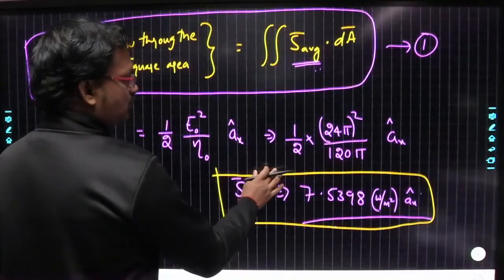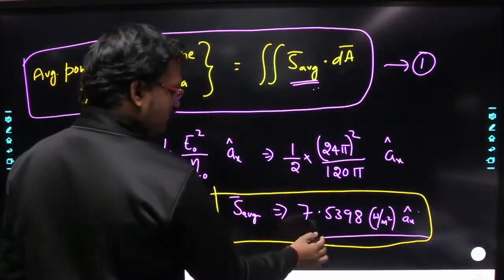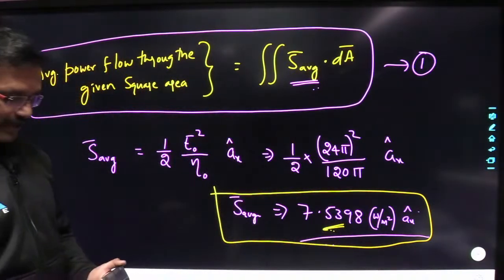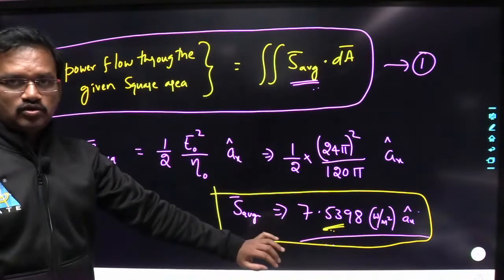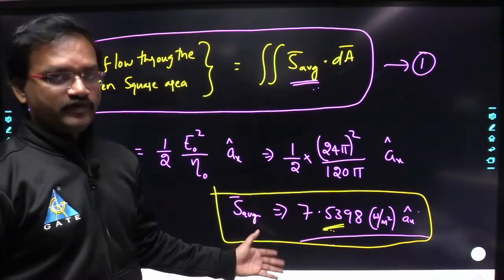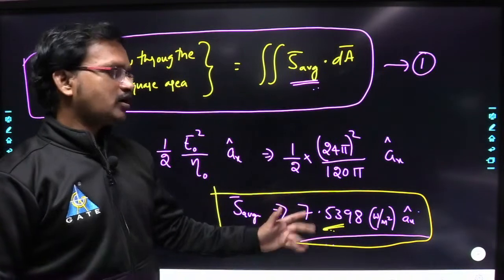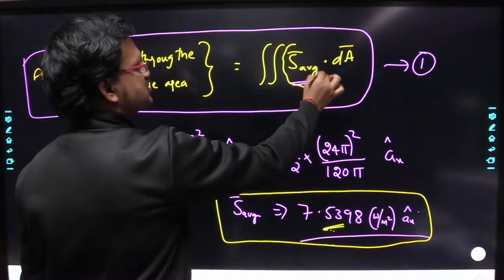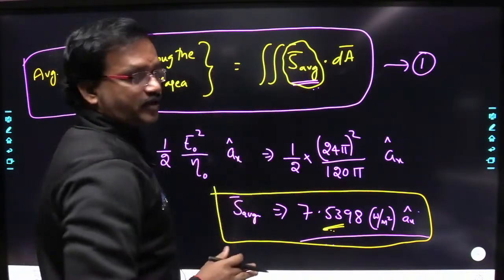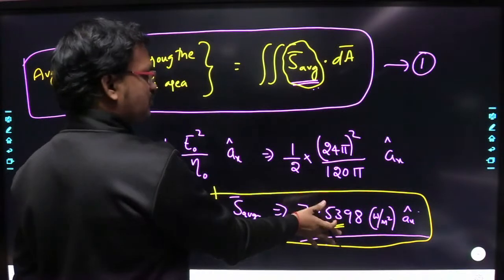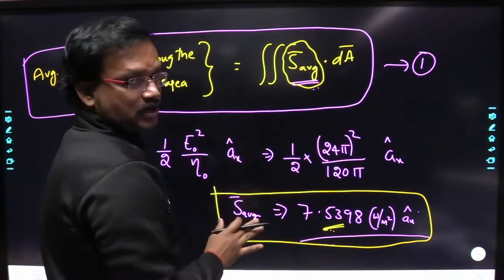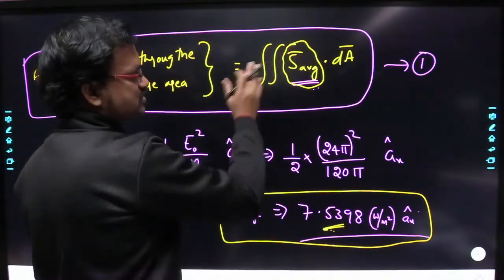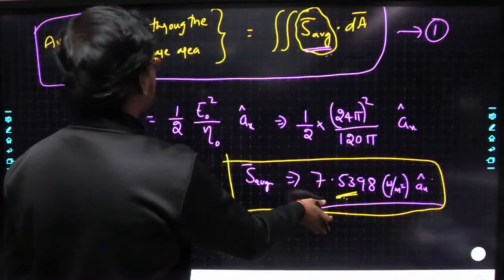Now see here, if you observe, S average is independent of spatial variables. It is some constant value. Whenever S average is a constant value, you can take it out of the integration, yes or no? It is just like some number. So you can take that number outside the integration because it is simply a constant.